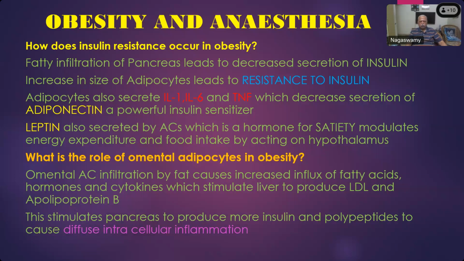So there is an increased production of the subunits of the lipid profile, which stimulates the pancreas to produce more insulin. So in earlier stages it will be hyperinsulinemia, and then later on it will become insulin resistance. And this hyperinsulinemia is the cause for intracellular inflammation that happens because of the deposition of fat in the omentum.